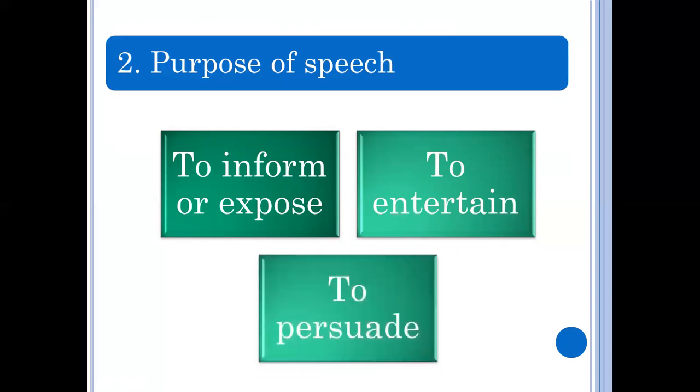And another purpose of speech is to persuade. Usually, a persuasive speech provides the audience with well-argued ideas that can influence their own beliefs and decisions.